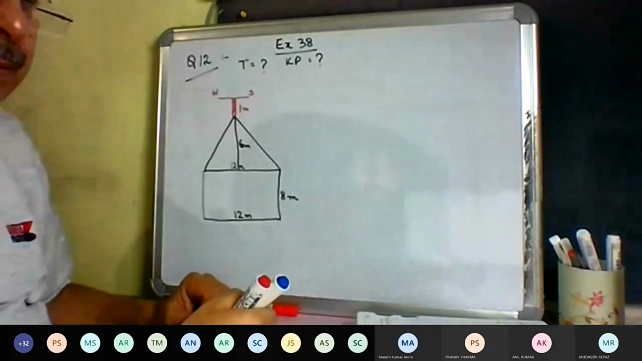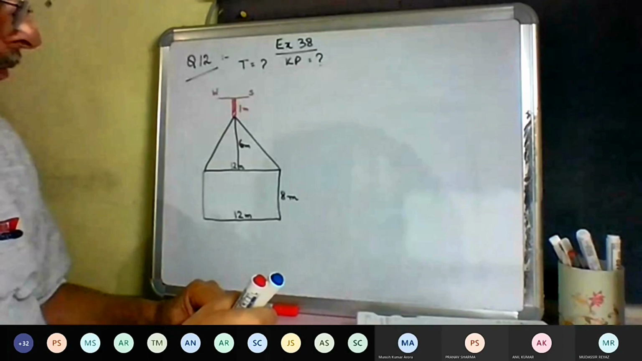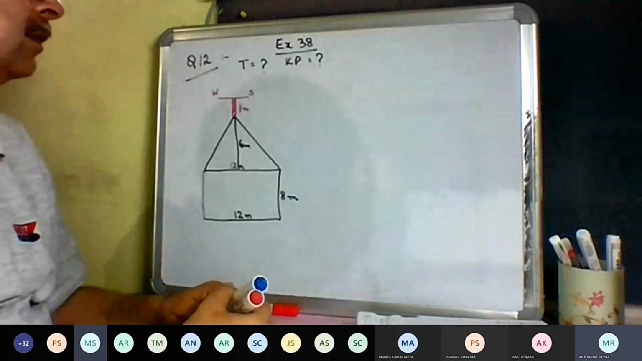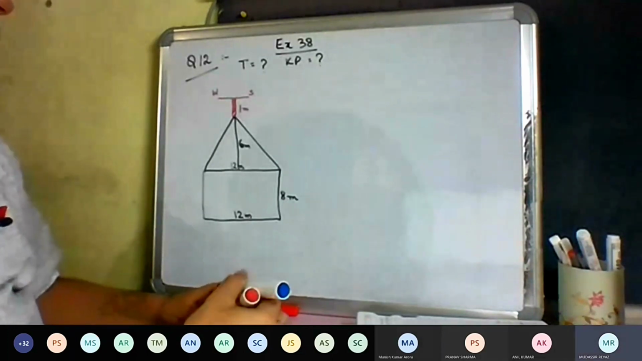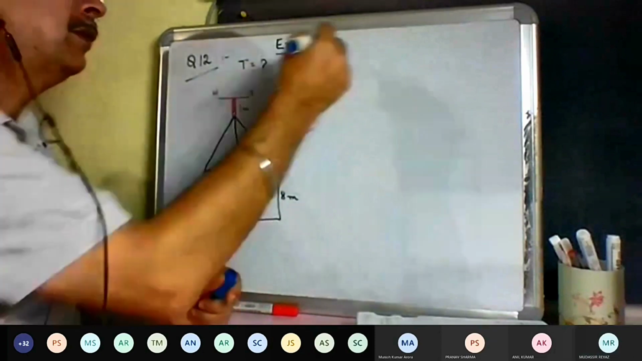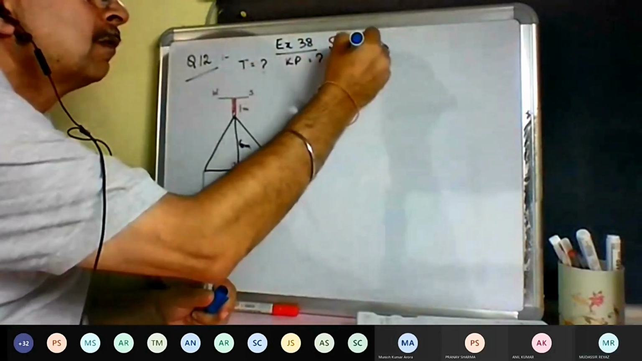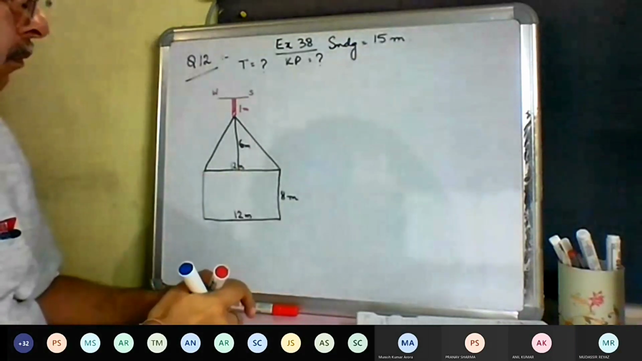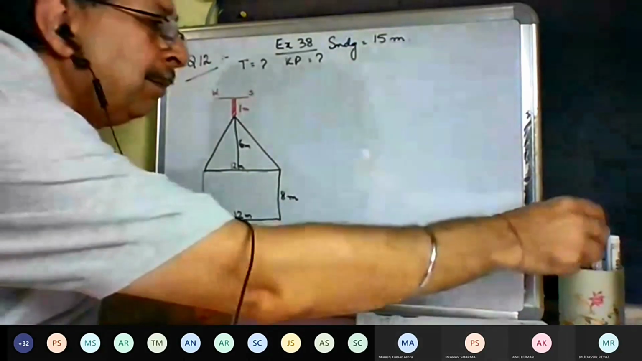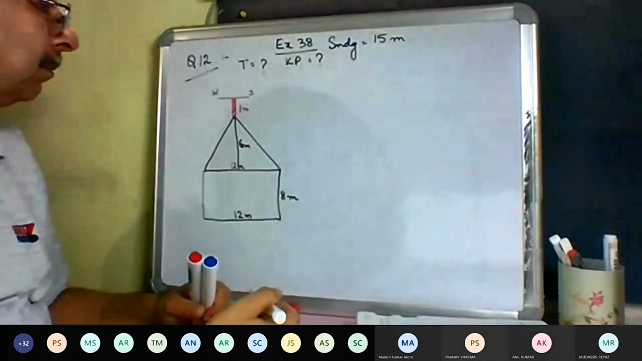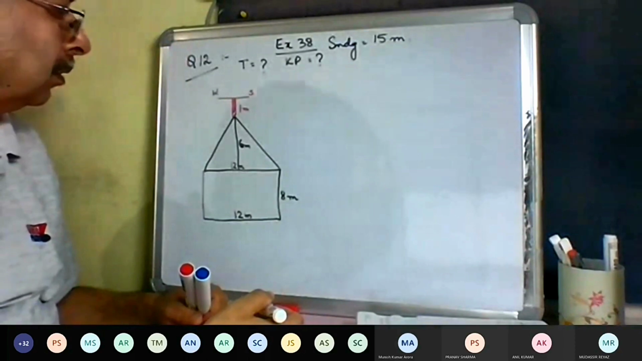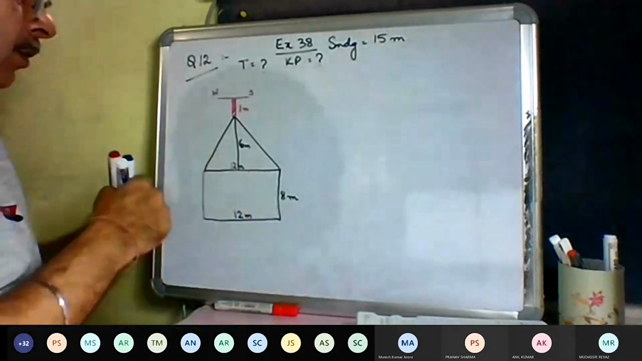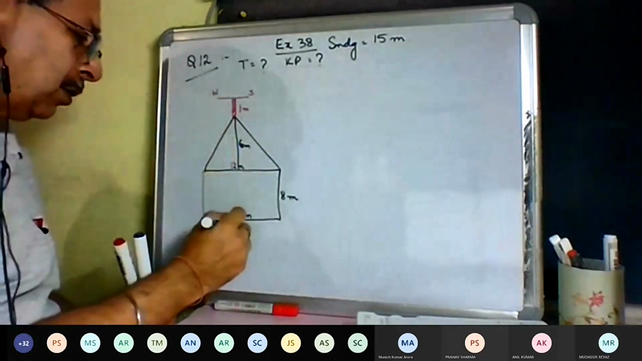So is the diagram okay with everybody? Yes, sir. All right. So this is our sounding of 15 meter. Okay, now it's time to give some names to these. So let's call this as keel.